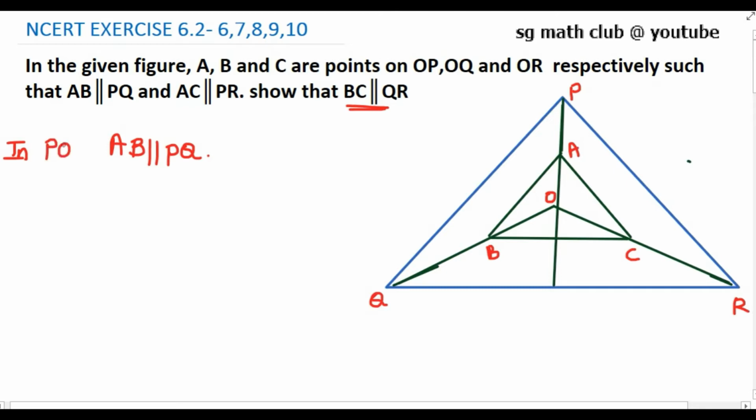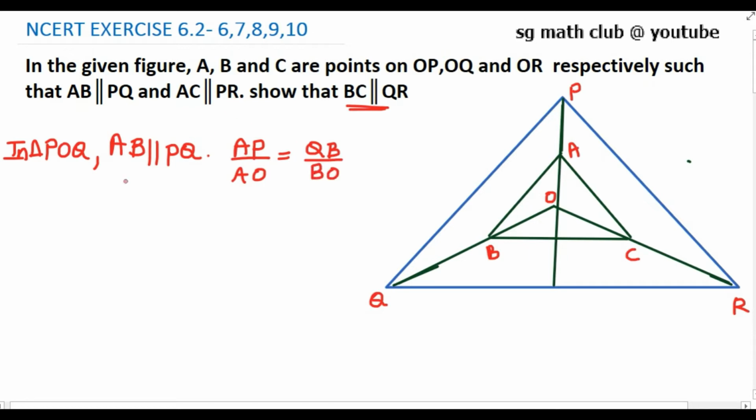So in triangle POQ, AB is parallel to PQ. By Thales' theorem, if a straight line is drawn parallel to a side of a triangle, it divides the other two sides in the same ratio. So I can write AP divided by AO is equal to QB divided by BO.